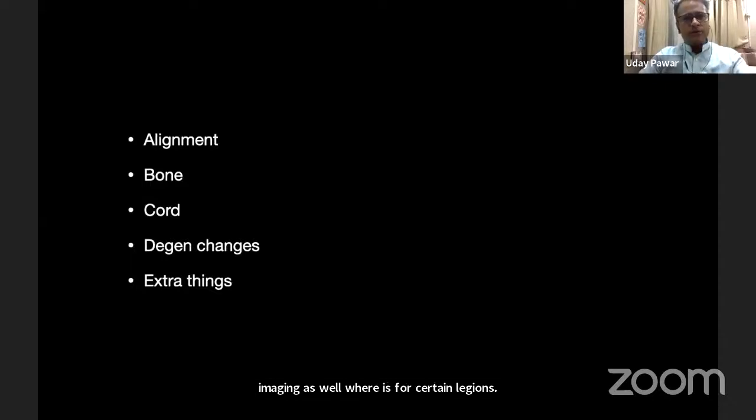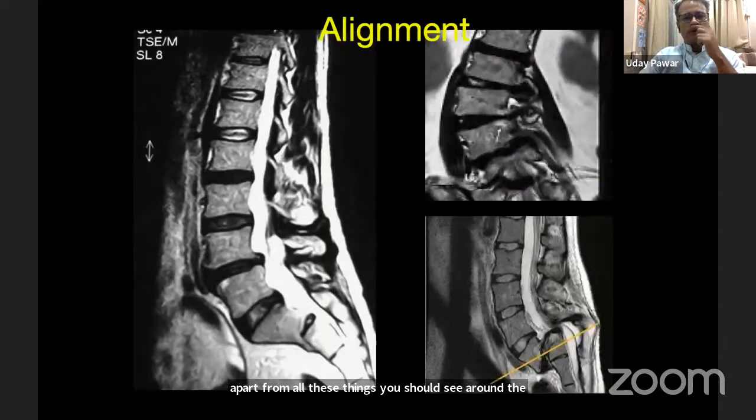The radiologist will tell you this. This is a typical approach that most of us are taught: see the alignment of the spine, basically A, B, C, D, E. See the alignment, the bony changes, the cord or the canal, any degenerative changes and any other extra things. Apart from all these, you should see around the spine, the whole spine. As far as alignment goes, all of us can pick up a listhesis in the left-sided image, a degenerative scoliosis. Any alignment-related issue, high-grade listhesis, you can pick up on a lying-down MRI as well.